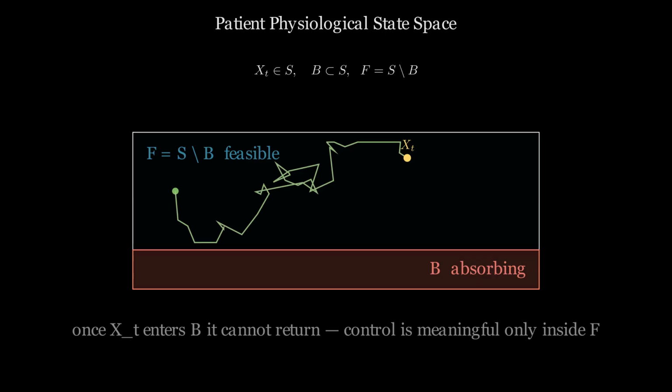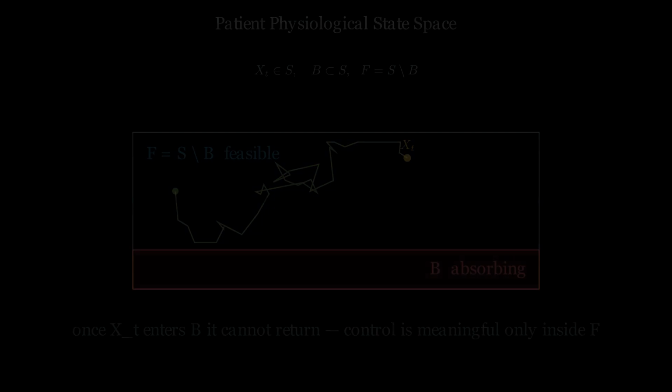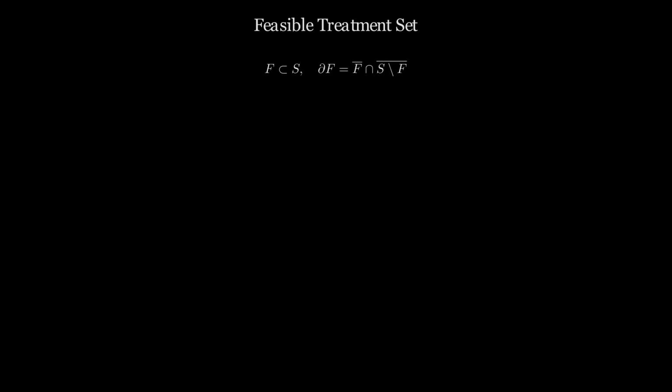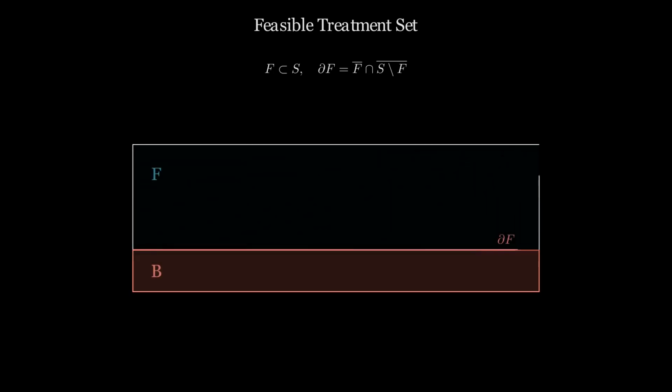Proximity to the failure boundary constrains what treatment can achieve. The feasible treatment set contains physiological states where intervention is still effective. At the boundary of this set, the patient is at the edge of irreversible failure. The boundary is not a safety zone. It is the last position before clinical absorption.